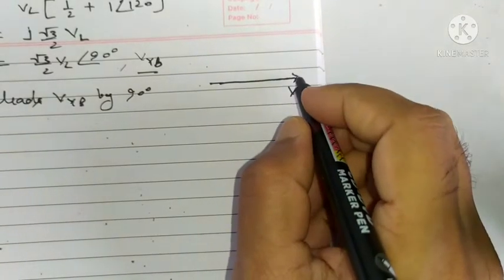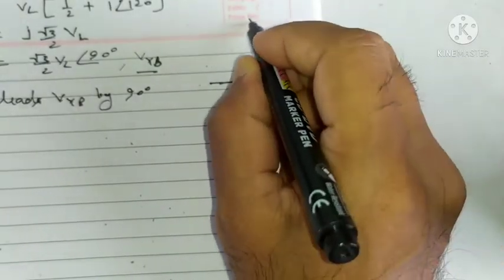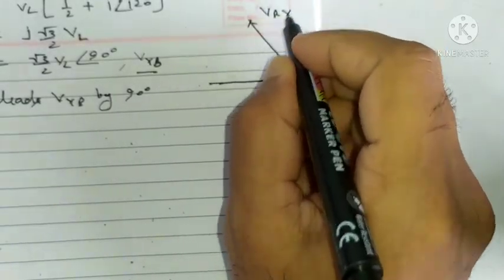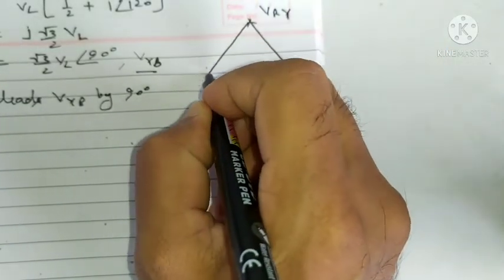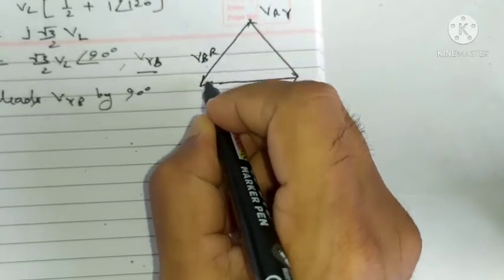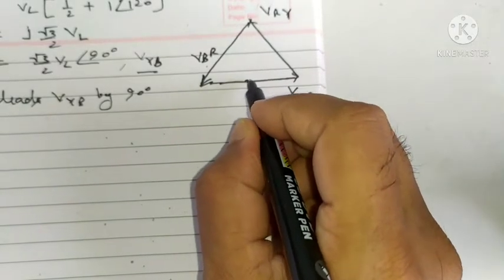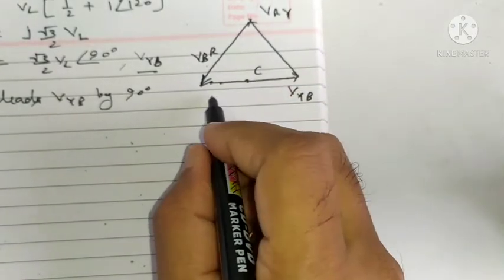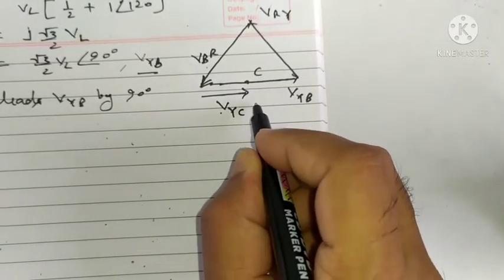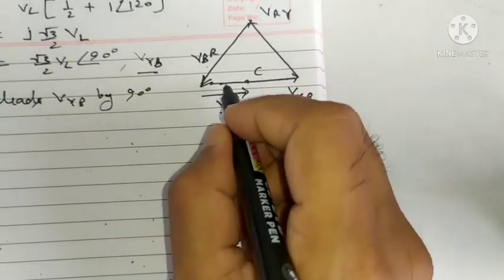VYB, and VRY is leading it by 120, so I will write here VRY, and VBR is lagging it by 120, so I can complete it like this also. It will be VBR. C point is here, and if C is here, it will be VYC, and this voltage will be VCB. They are equal.